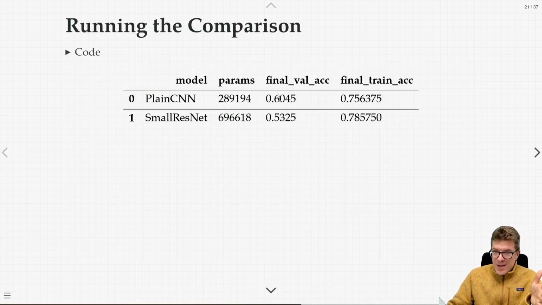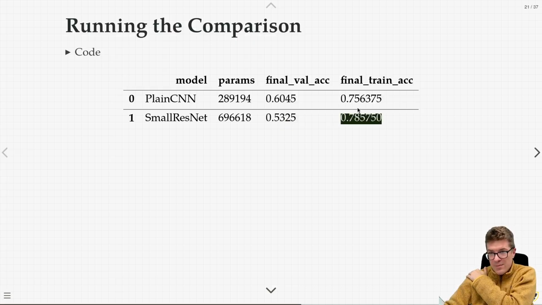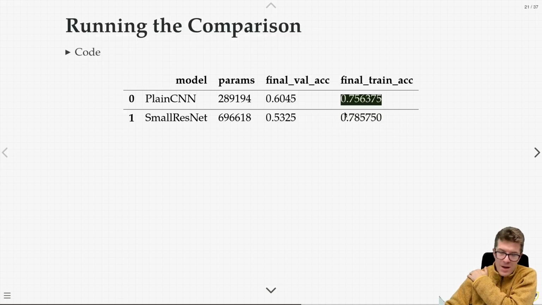And here's where the caveats come into play. So my final validation accuracy for my plain CNN was 60%. My validation accuracy for my small ResNet is only 53% on the validation. I get a bit better on my training accuracy with a small ResNet than I do with plain CNN. I think the story here is a little bit mixed, right? So this increase of approximately 3% or so on training kind of suggests to me that the small ResNet actually is doing a better job of learning on the training data.